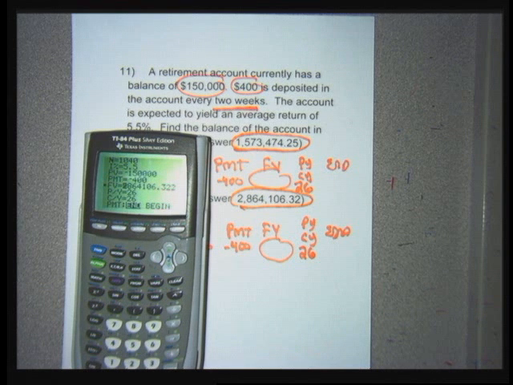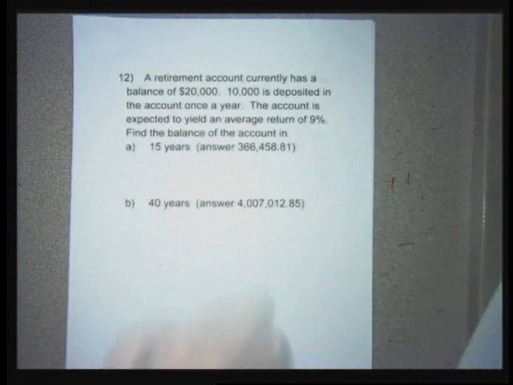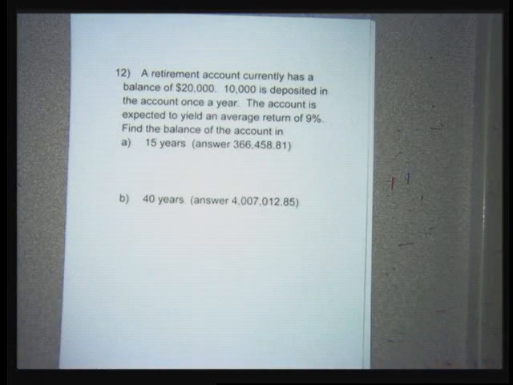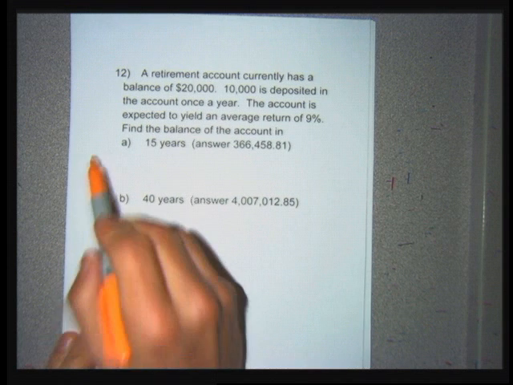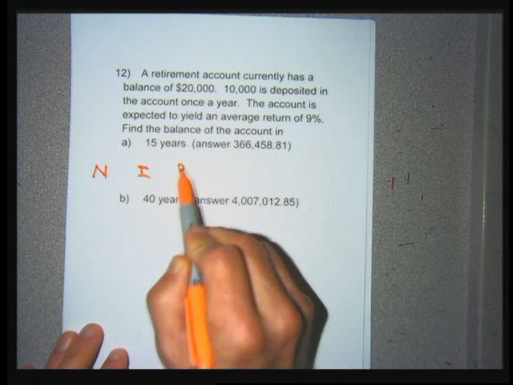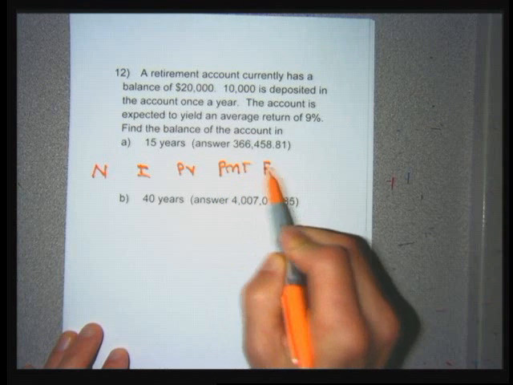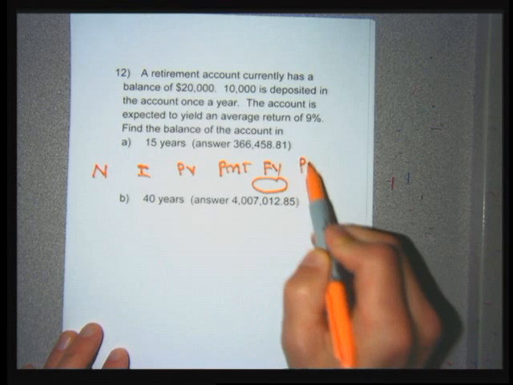So 11 is a slight twist on 10. It added just one layer of difficulty, which was the beginning balance when I'm making my deposits. I think 12 is a duplicate of 11, so if you did 11, you should be able to do 12. A subtle difference is, in this problem, I'm only making one deposit per year, which is maybe unrealistic, but I just tried to throw this in here. So for each of these problems, I'm trying to figure out how much money I'm going to have in the future. For each one of these problems, I'm solving for the future value.